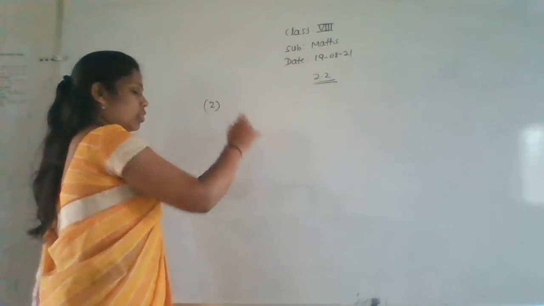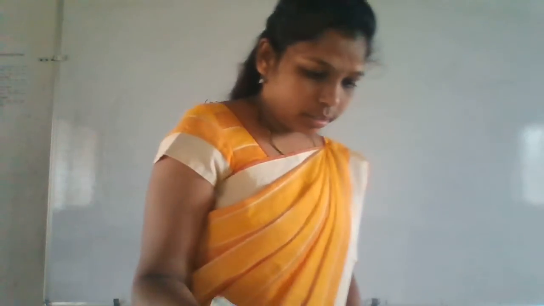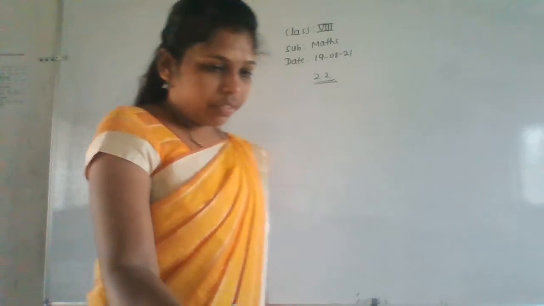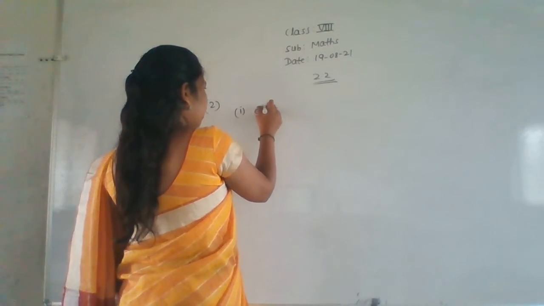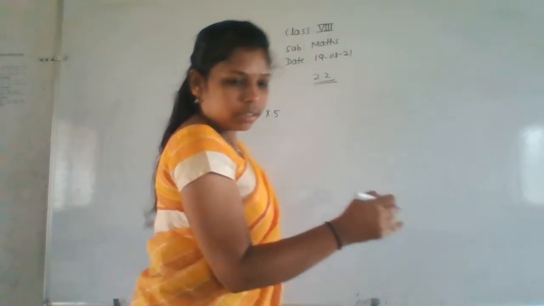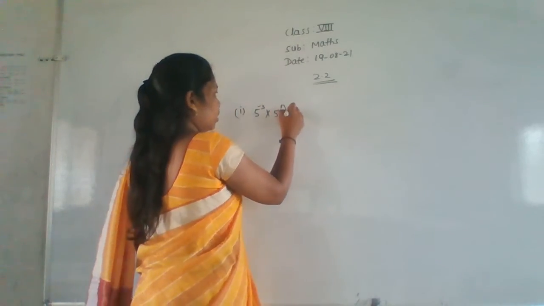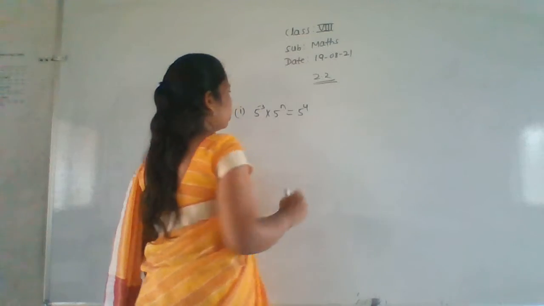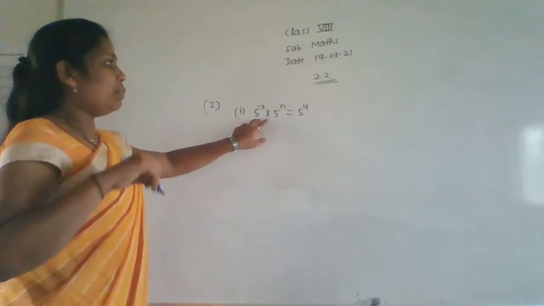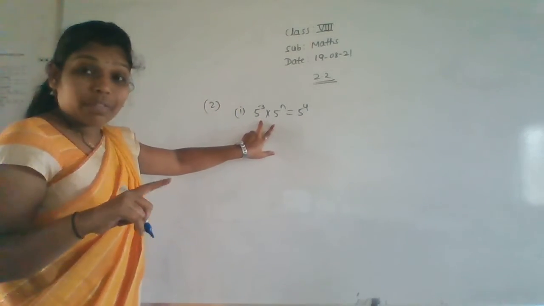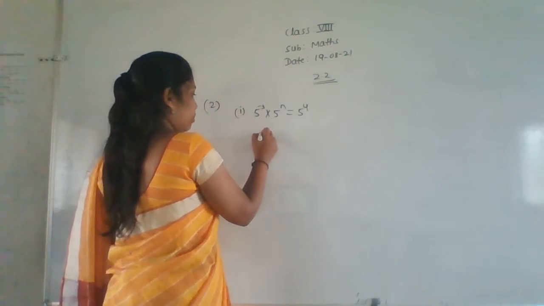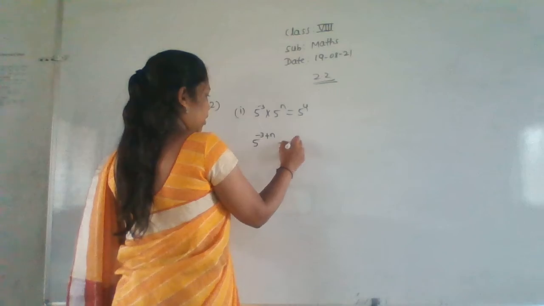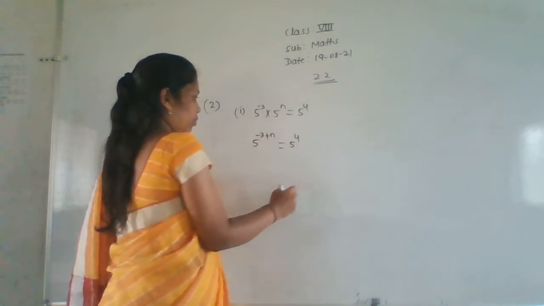Second main, first one. 5 to the power minus 3 into 5 to the power n is equal to 5 to the power 4. Whenever the multiplication is there, what we have to do? We have to add the powers. Here minus 3 plus n is equal to 5 to the power 4.